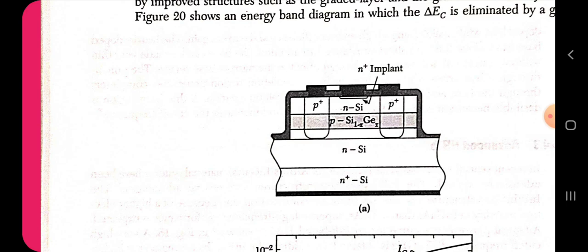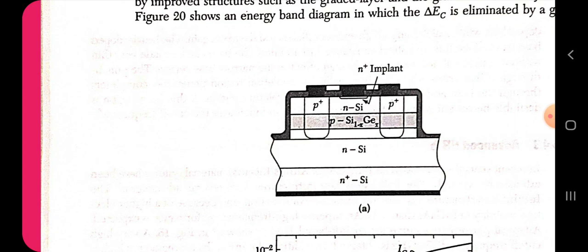The figure shows an energy band diagram in which delta Ec is eliminated by a graded layer placed between the emitter and base heterojunctions. The thickness of the graded layer is Wg. The base region can also have a graded profile which results in the reduction of the band gap from the emitter side to the collector side.